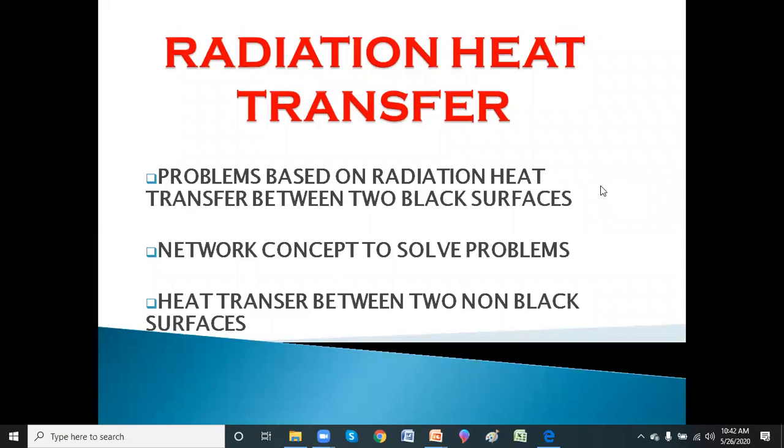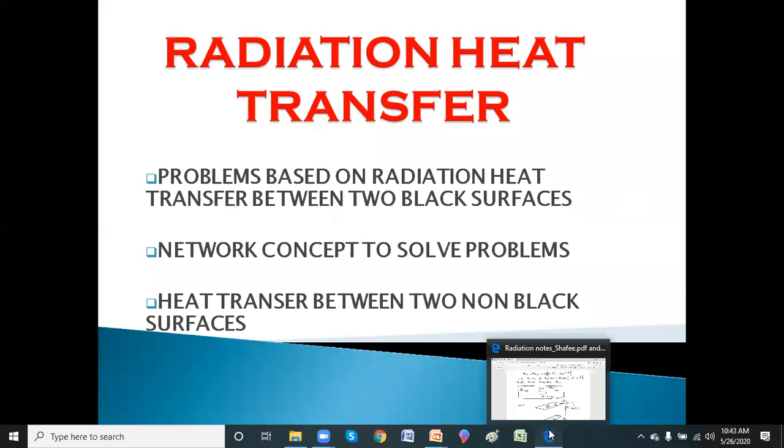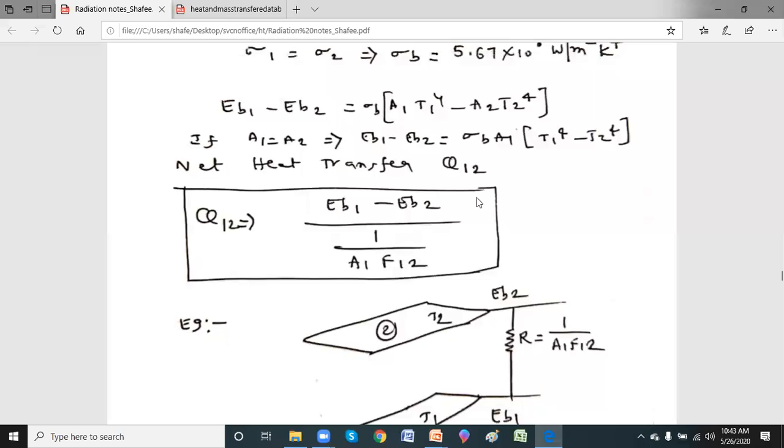In addition to the shape factor resistance, we have two surface resistances, which are (1 minus epsilon 1) by (epsilon 1 A1), then (1 minus epsilon 2) by (epsilon 2 A2). So if you find out all the parameters, I can find out straight away what is Q12. Okay, right. Now just see, this is what we discussed, right?